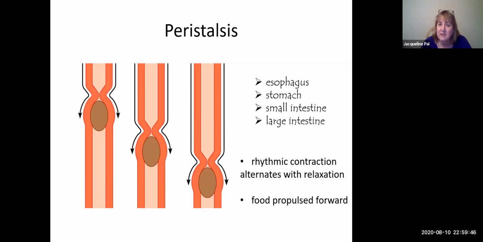And this occurs in the esophagus, but it also occurs in the stomach, the small intestine, and the large intestine. So we're going to have peristalsis everywhere. It's just that this is the first place we talk about it, so this is where I explain it.